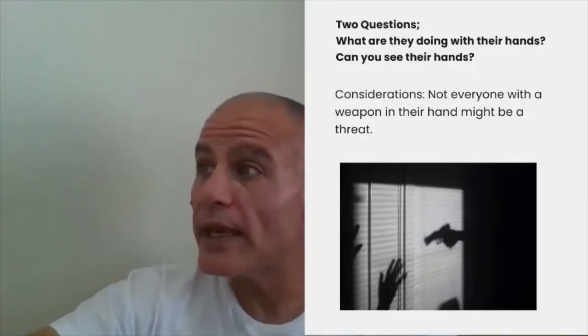It's a very simple process. There's a consideration though, is that not everyone with a weapon in their hands might be a threat. You might have a team member or a fellow tactical officer with you or support from your neighbors. So it's not as simple as just seeing a gun in someone's hands and identifying that as a threat. You've got to have a level of awareness in your head that can also differentiate between friend and foe. But first of all, and primarily, is what are they doing with their hands? What is in their hands? Can you see their hands? Okay, let's move on.